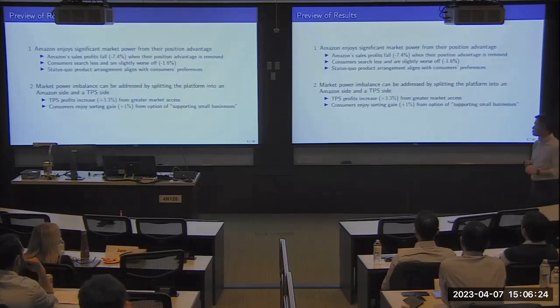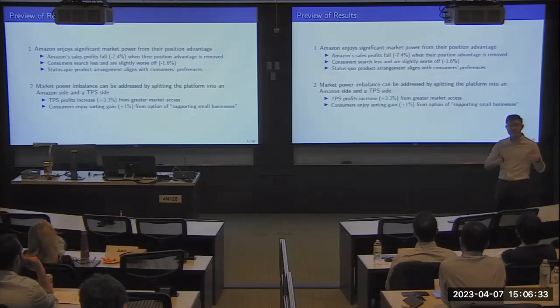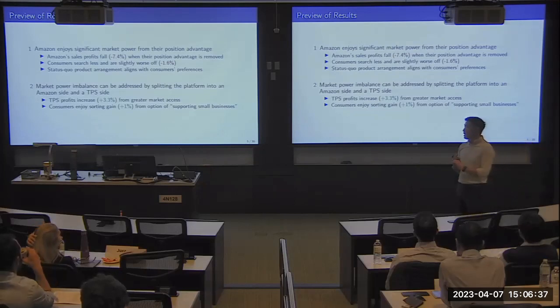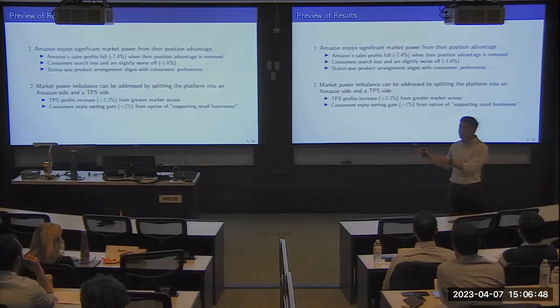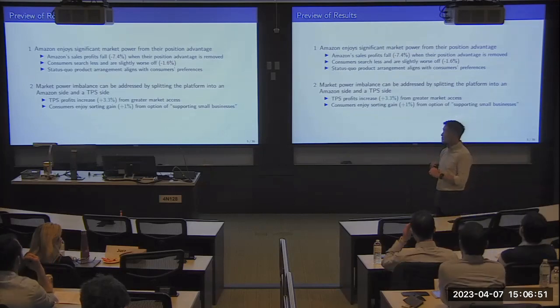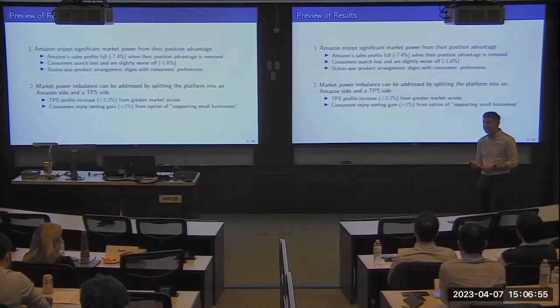Just to preview some of the results, I'm going to find that there is significant market power from Amazon's current platform search design. Profits shift from Amazon to the third-party sellers when I remove the advantage. However, consumers are going to be worse off. And so this suggests that the status quo product arrangement is actually valuable to consumers. So Amazon's incentives and consumers' preferences are actually somewhat aligned here. There is still market power though, right? So we might want to try to address this.